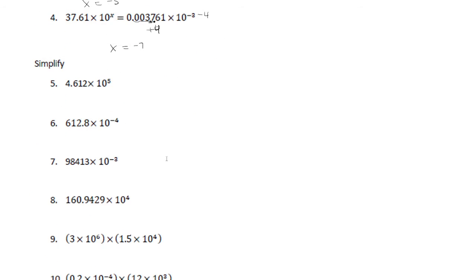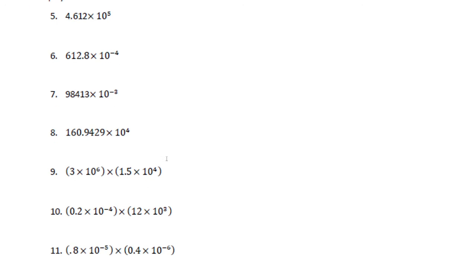Moving on to number 5, we have 4.612 times 10 to the 5th. Because we're multiplying by a big number, we want to move forward, so we have to move 5 units over to the right. So the way to do this is count how many places we have to move till the end. We have to go 3 numbers to reach the end. So we do 5 minus 3 is 2. That means we need to add 2 more zeros.